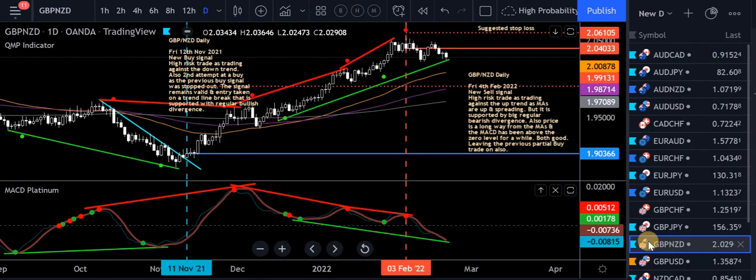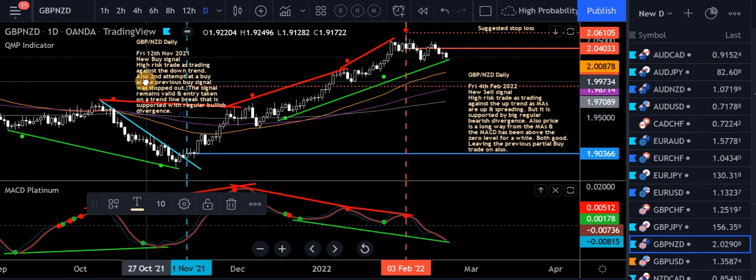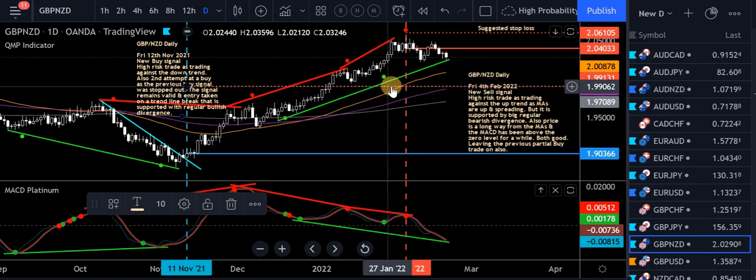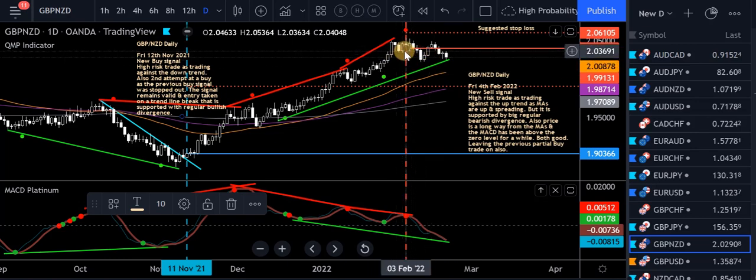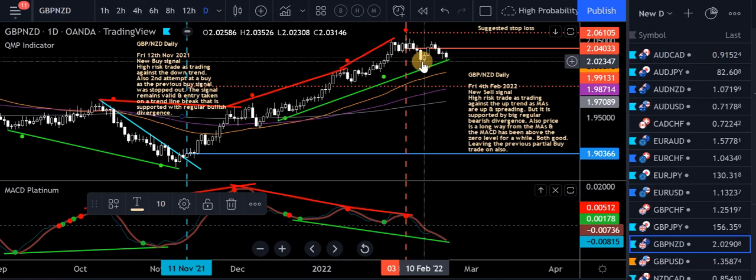Pound New Zealand, mixed bag. We're going to buy from back on the 12th of November, a long time ago. It's worth a few pips now. Stop for the buys here. All good. In the meantime, we took a sell here. Went in my favour. I haven't moved anything yet, or even called a close yet.